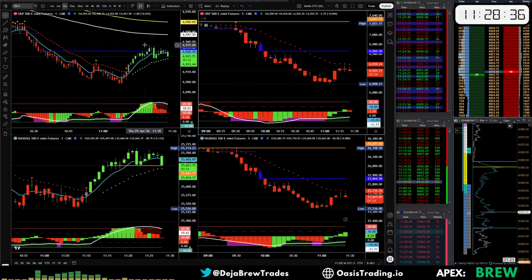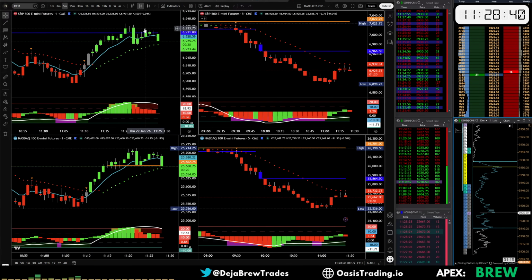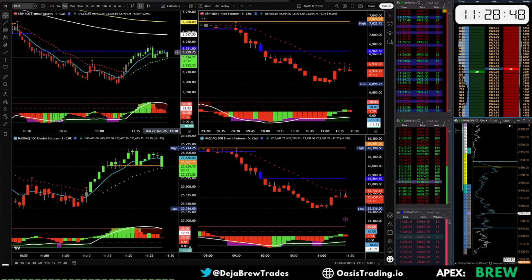Starting to roll over a little bit here. Not a perfect rollover top, but definitely seeing a lower high there. Put in a higher high, didn't like it, and then lower high. We'll see if we lose this trail here.